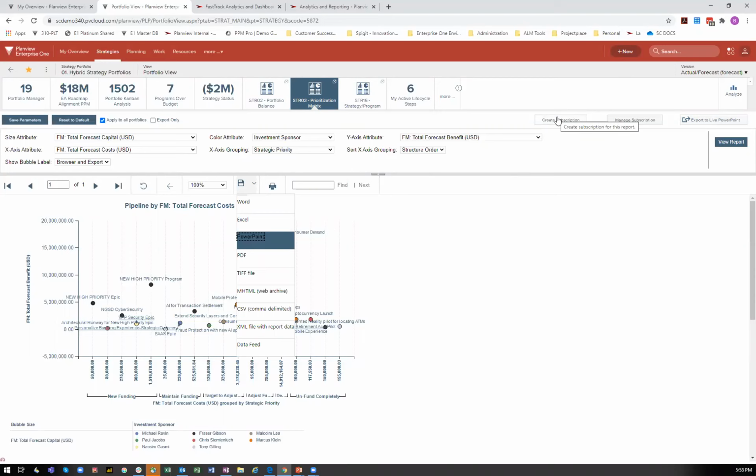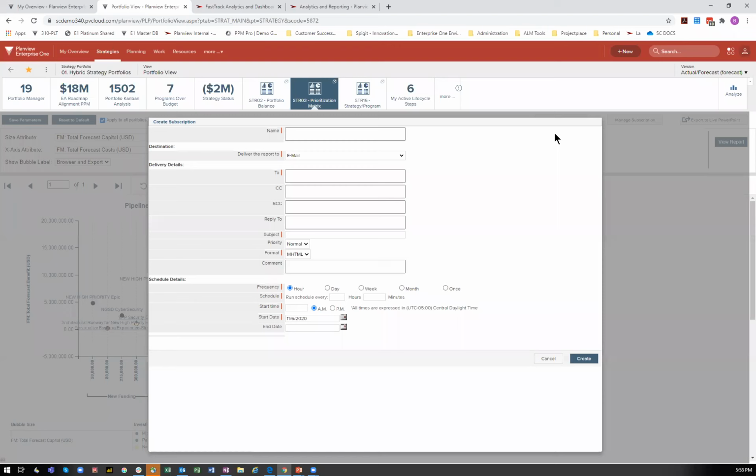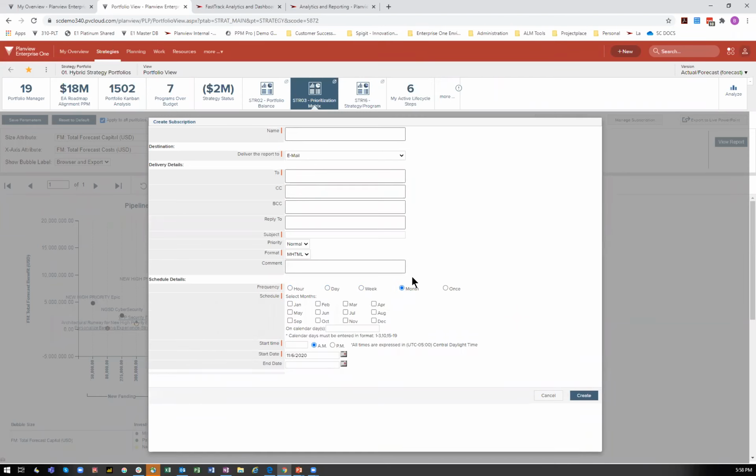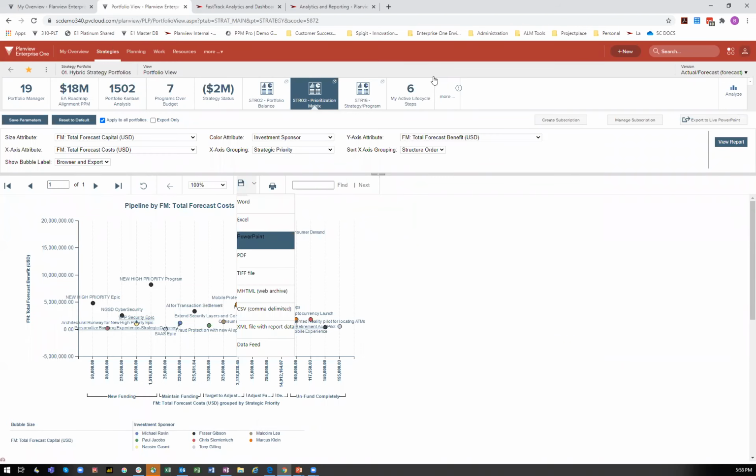But as we showed you in Outlook in the email, I can also go in and create subscriptions where I could set up this matrix to be sent to a predefined audience, right? I could send it in the format that they desire to get it in. And then I could set it on the day, week, month that they expect to get it and have it automate the production and the delivery of this analytic to that stakeholder, to that leadership member.